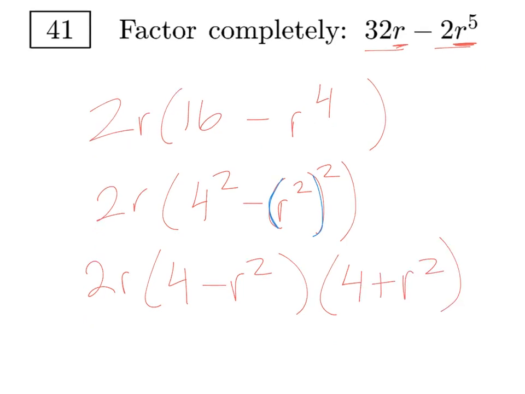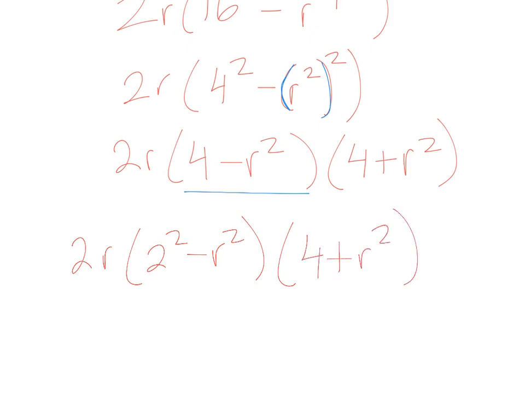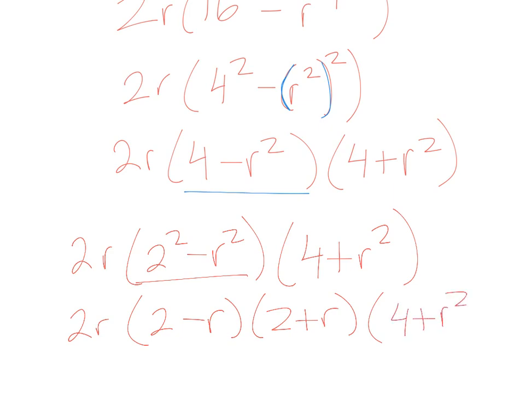All right? And now we could actually factor this a bit further because you'll notice that what we have right here is a difference of squares. So I have 2r times 2 squared minus r squared. I'm just rewriting it right now so you can see what's actually going on. So now I have 2r times, this is a difference of squares, so it's 2 minus r times 2 plus r. And then we have times 4 plus r squared.